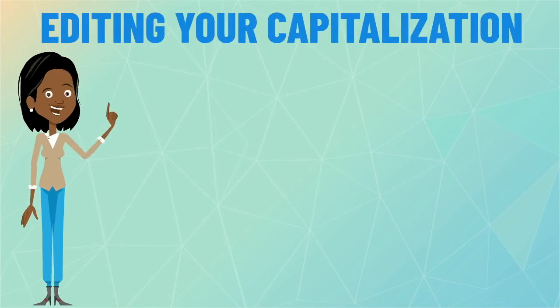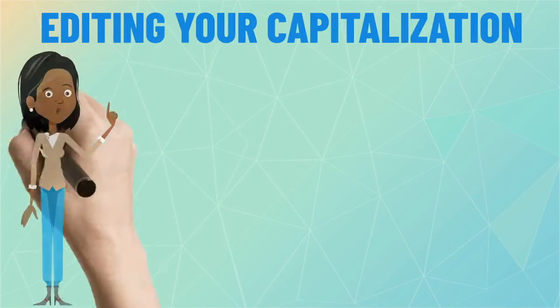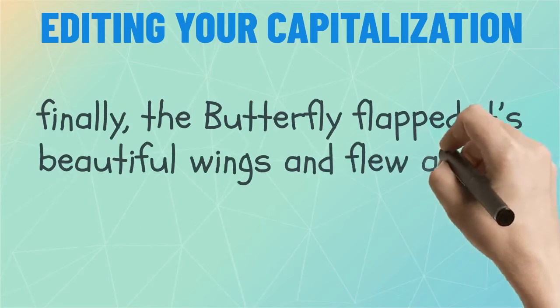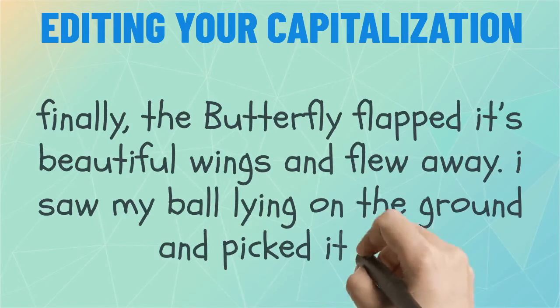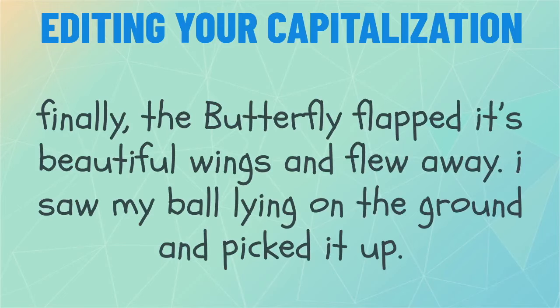Let's look at another page of my story. Finally, the butterfly flapped its beautiful wings and flew away. I saw my ball lying on the ground and picked it up. Do you see any places where I made a mistake? Oh yeah, the word I should always be capitalized, so let me fix that. Do you see any other places where I made a mistake? Oh yes, I need to use a capital letter for the beginning of each sentence, but all of my other letters will stay lowercase.